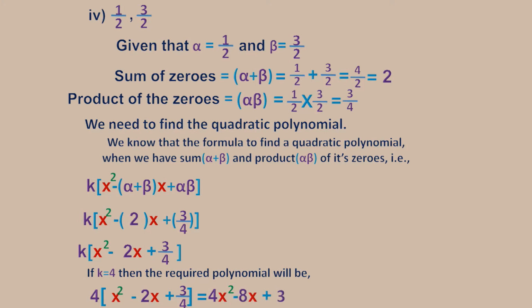So like this, when we have the two zeros of a quadratic polynomial, first we need to find the sum of the zeros and the product of the zeros. Then using the formula k into x square minus alpha plus beta into x plus alpha into beta, we are able to find the required polynomial.